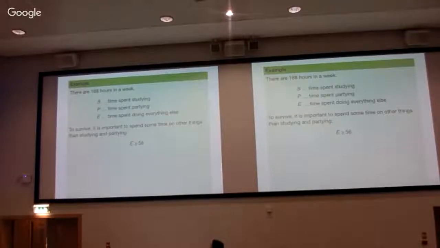Okay, so if you do too much studying and partying and nothing else, that will kill you. Okay, that's one of the constraints of this problem. So you have to spend at least some minimum amount of time on everything else. And research in the United States, which I think also applies in this country, has established that the minimum number of hours per week that a student has to spend doing everything else, not to be killed, is 56 hours. Okay?